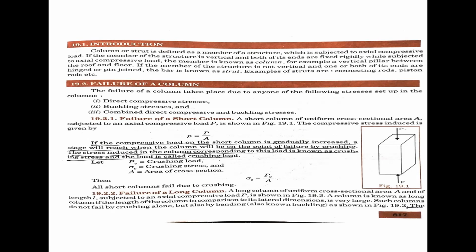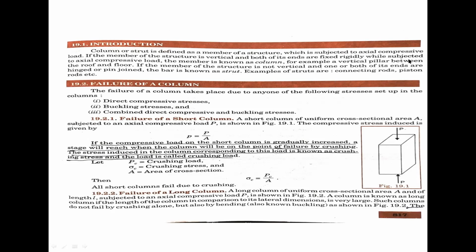We will again explain the definition of a column and the definition of a strut clearly. If the member of the structure is vertical and both of its ends are fixed rigidly, subjected to axial compressive load, you have to see the diagram. This is figure 9.1. This is the compressive load I have applied on both sides. The member is known as a column. This is the column.